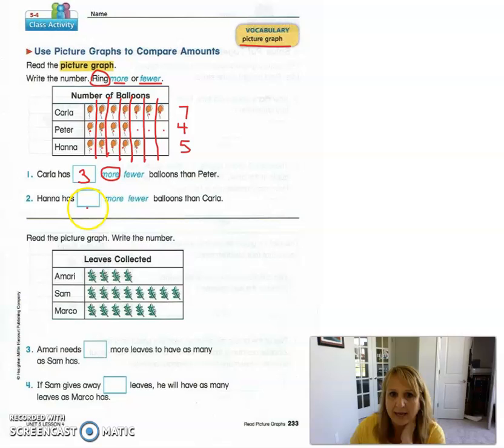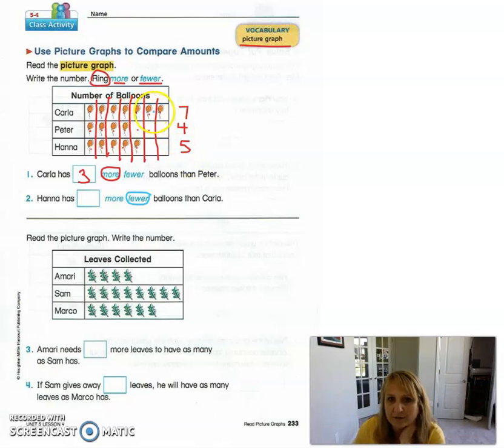Hannah has blank, more or fewer balloons than Carla. I'm going to use a different color to compare Hannah. And here's Carla up here. She has 7. Hannah has 5. We're looking for Hannah. So is 5 more or fewer than 7? You're right. 5 is fewer. Fewer means the same as less. So we're going to circle the word fewer. Well, how many fewer balloons does Hannah have than Carla?